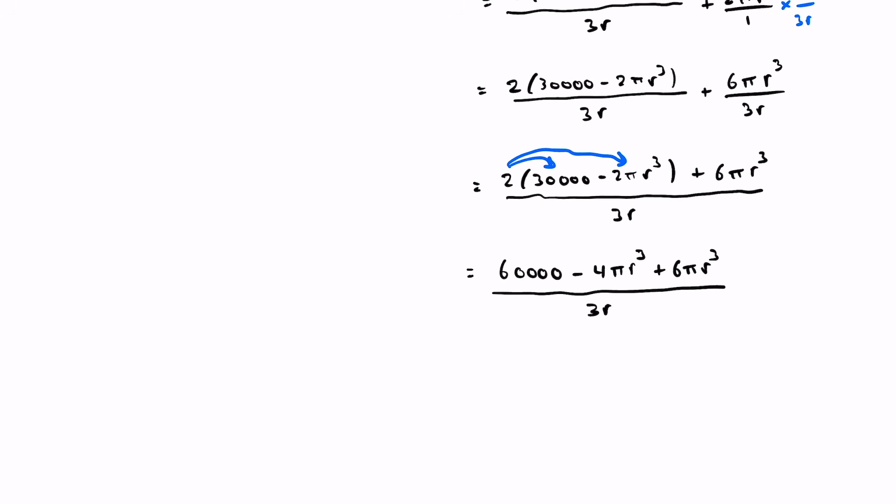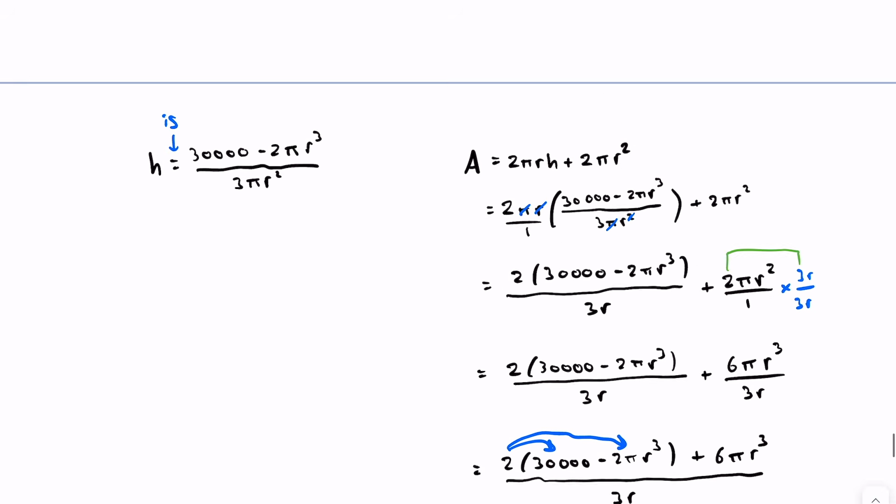Here we have minus 4 pi r cubed. This is 6 pi r cubed. So it might look a little funny, but imagine that you have 6 pi r cubed. Someone comes along and they take 4 pi r cubes away from you. Now you only have 2 pi r cubes. So this is 2 pi r cubed plus 60,000 over 3r. And we are almost there.